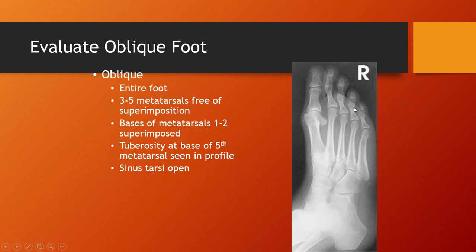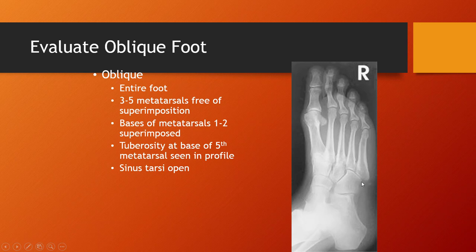So your oblique foot will look something like this. Marker, collimation. You need all of your calcaneus, all of those five digits. So your entire foot, third to fifth metatarsals free of superimposition, so you should be able to see through each one of those. You're going to see the base of the metatarsal 1 and 2. Your tuberosity and that fifth metatarsal should be seen in profile.